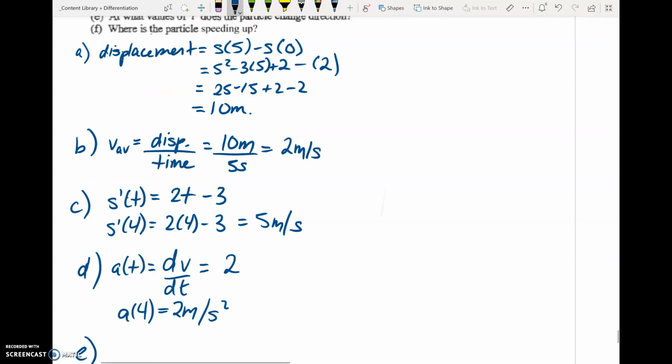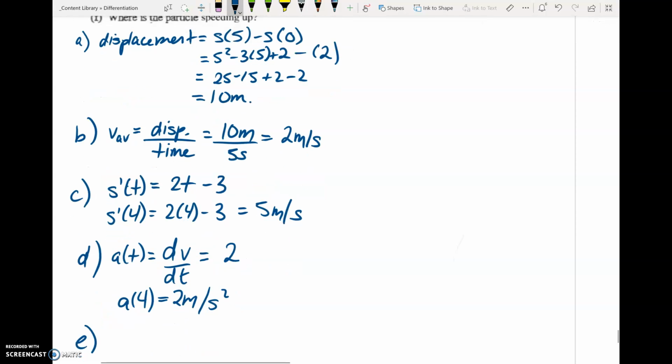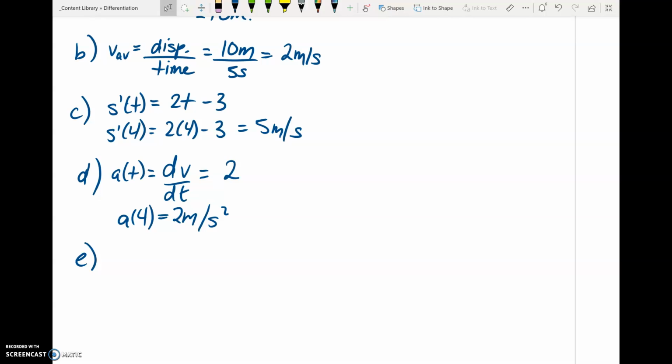Okay, the next one asks, what values of t does the particle change direction? We're going to look at velocities to help us determine how this is going to change. So if we think about it, if something is moving towards the right, how is it going to all of a sudden go to the left? Because that needs to change direction. Well, at this point, that particle needs to slow down, probably hit 0 velocity, and then go the other direction. So it's going to change direction when your velocity is equal to 0.